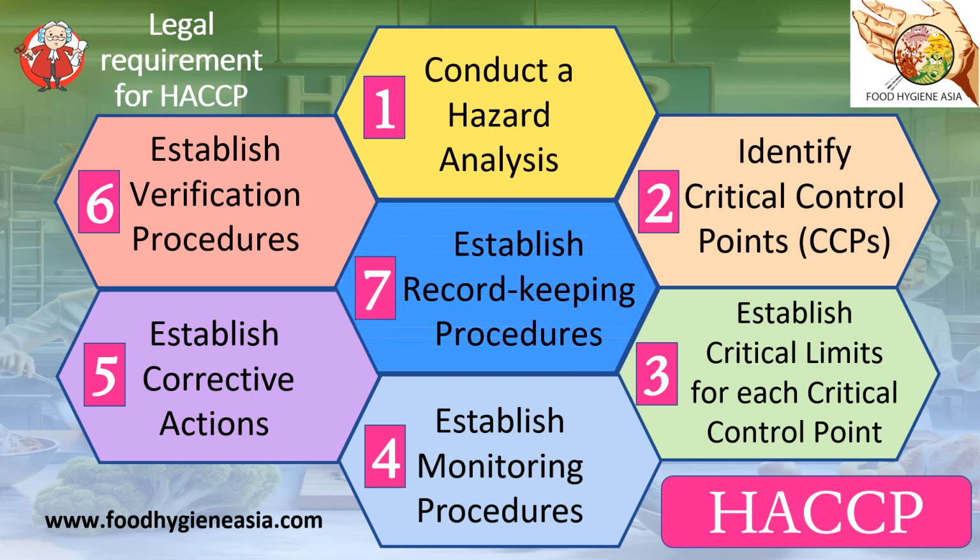Principle 7. Establish record-keeping procedures. Records are needed for monitoring each critical control point and documenting any corrective actions. Record-keeping procedures in HACCP is essential for demonstrating due diligence. Accurate documentation and records provide evidence that the system is being followed, which is crucial for legal defense in case of a food safety incident.